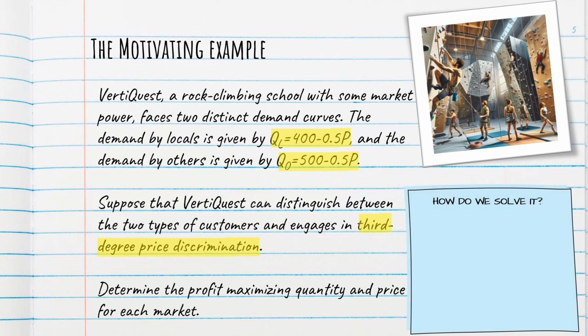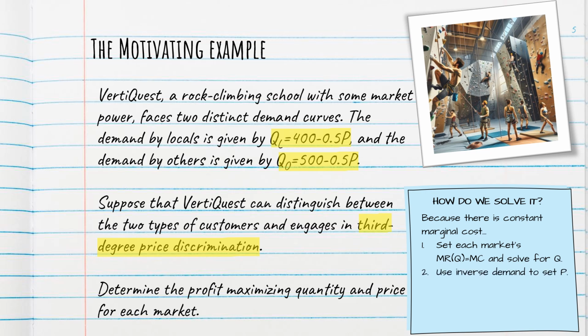How do we solve this question? Well, because there's a constant marginal cost, the question is actually quite simple to solve. We are just going to set each market's marginal revenue equal to the constant marginal cost and solve for Q, and then use inverse demand to set the price. So effectively, we're solving two monopoly problems at once, one for locals and one for others. And the fact that we can separate this into two separate problems is because of that constant marginal cost. So let's solve this question.